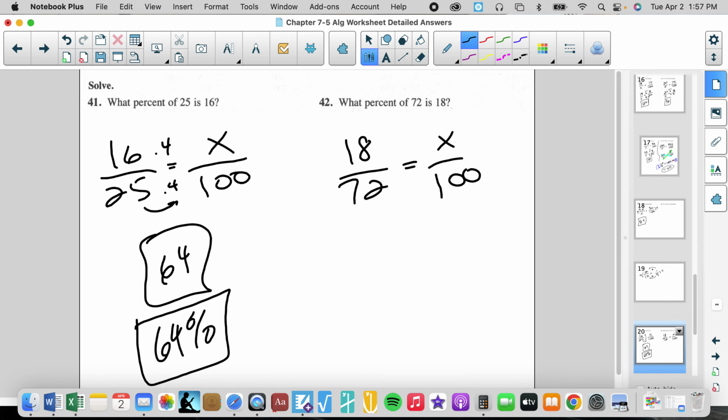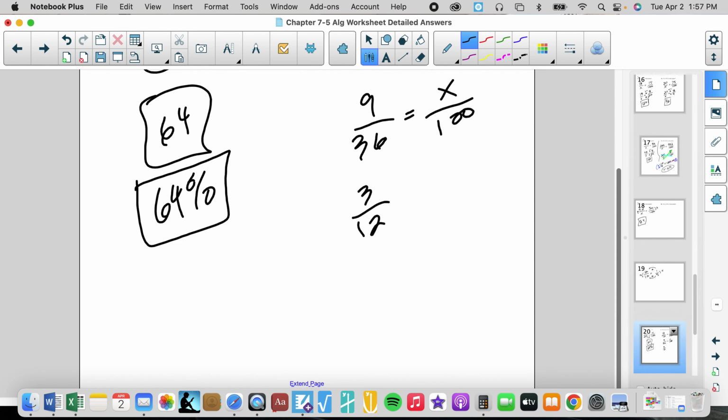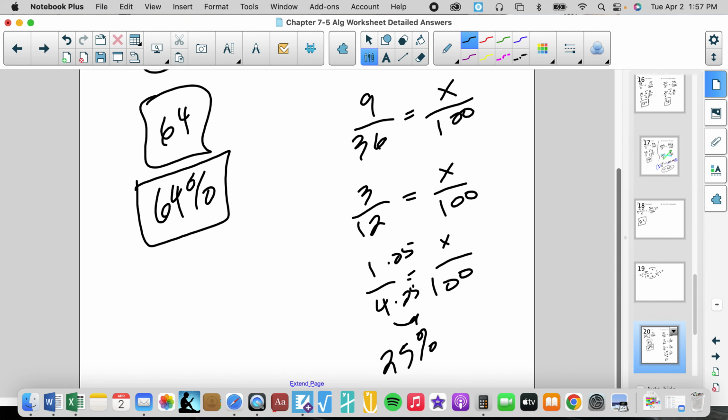72, all right, let's reduce. That's 9 over 36. That's going to be 3 over 12. That's going to be 1 over 4. There you go. Finally got to a proportion. So that's times 25 times 25. So 25%. No calculator.